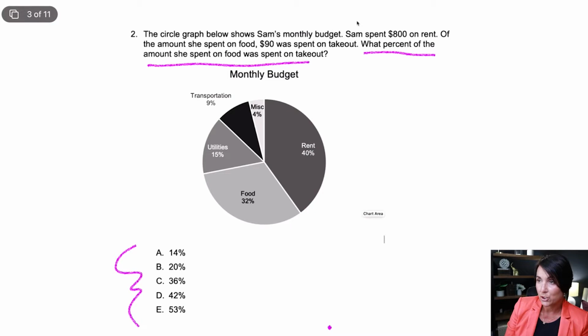The circle graph below shows Sam's monthly budget. Sam spent $800 on rent. Of the amount she spent on food, 90 was spent on takeout. What percent of the amount she spent on food was spent on takeout?